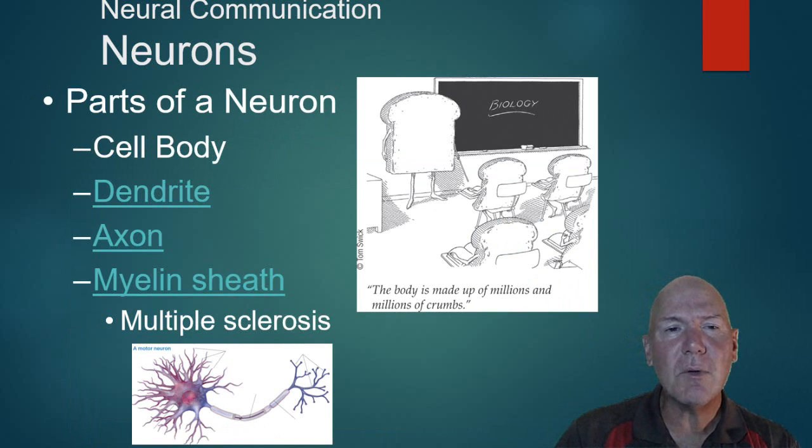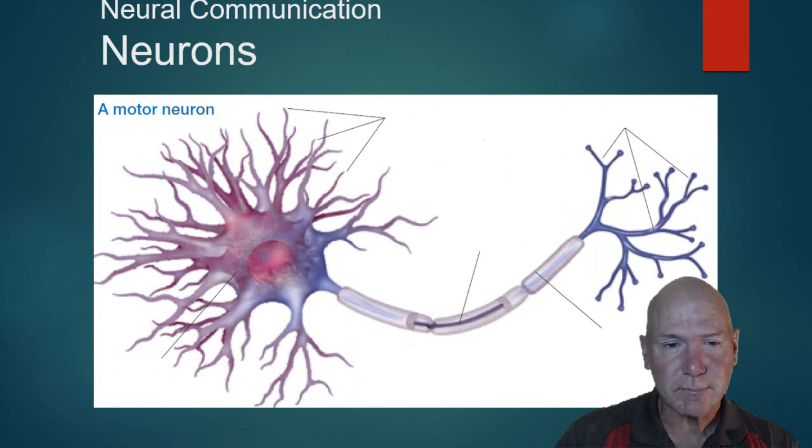Okay, so in the neuron, you need to know the parts to begin with. We have cell body, dendrite, axon, myelin sheath, and we'll talk about multiple sclerosis when we go through this. But let's look at this diagram again. So here we have a motor neuron. What motor means is this is a neuron that will send messages away from your brain, and to other parts of the system. They send messages away.